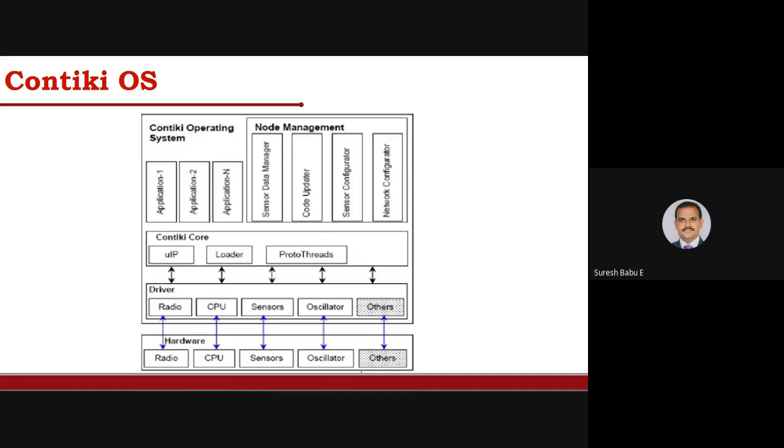Now this is the configuration you are going to have. Any hardware we connect has a physical radio, a CPU, sensors, oscillators, and any other mechanisms we can use. Because we are working on tiny devices, we require micro IP, which should be lightweight. We cannot have a highly loaded IP stack. So we use micro IP, a lightweight protocol. And then in node management, we can create the sensor data manager, code updater, configurator, and network configurator, which you connect to the Contiki OS.